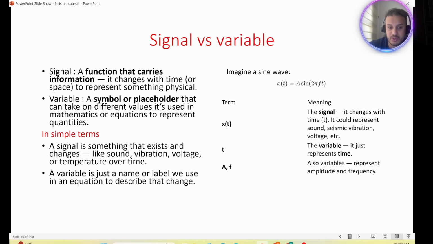But what is the variable? It's just a name or label we use in the equation to describe that change. For example, in the sine wave, in here we have the time. The time here is called the variable, and also we have A and F. A is the amplitude, F is the frequency, and they are also called variables.